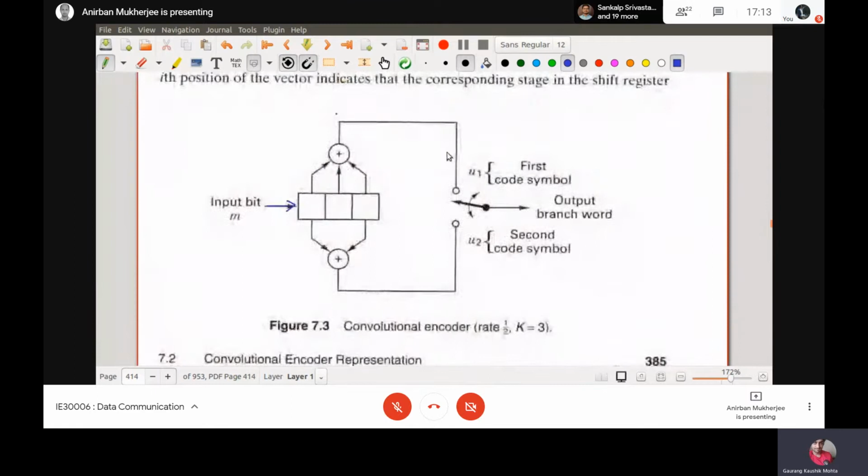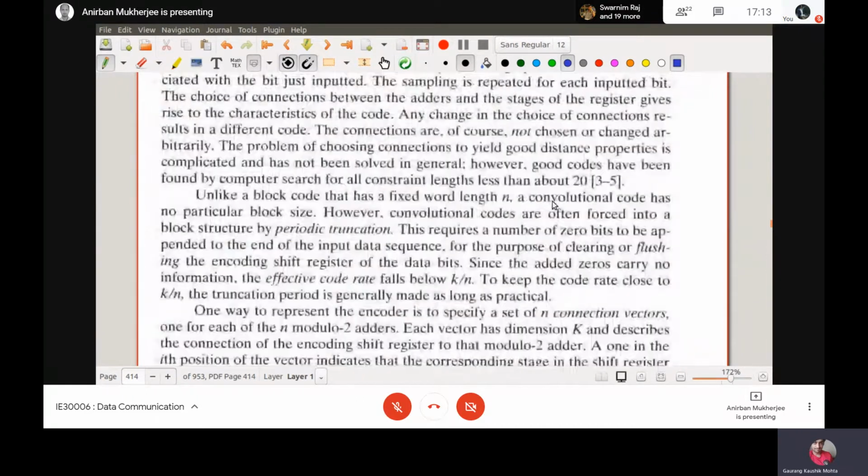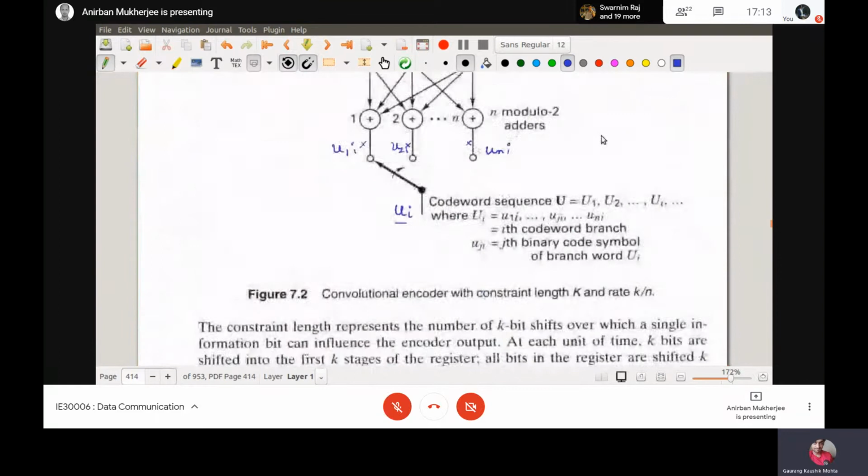So what does that mean? This is the first adder, and this is the second adder. Now the constraint length is 3, k into K. These three blocks are present. You see a three-length shift register.